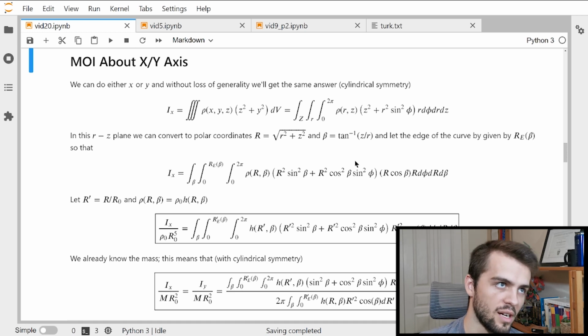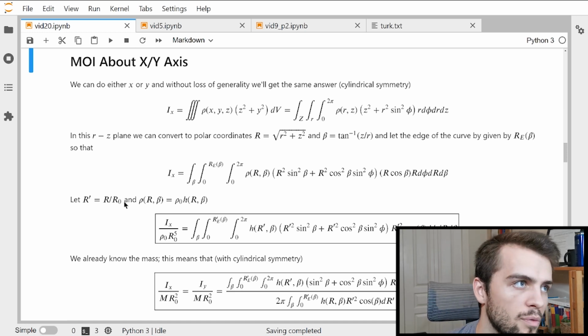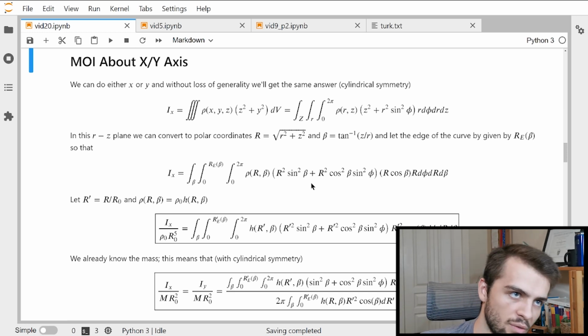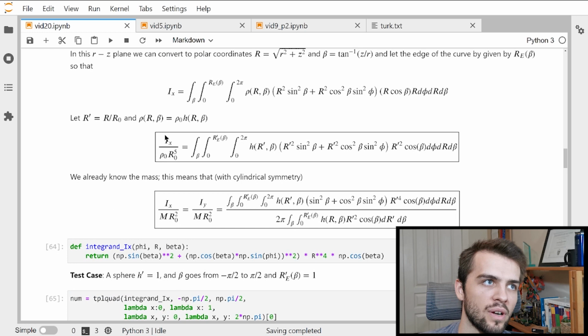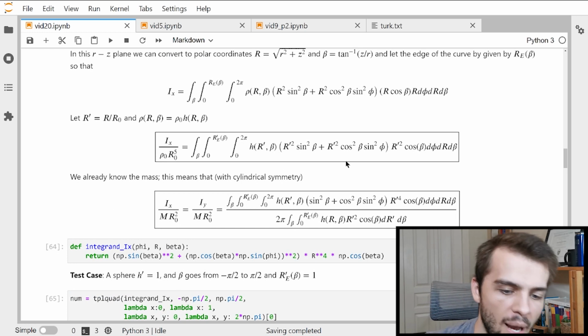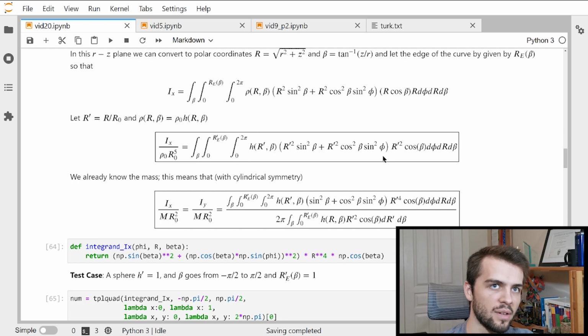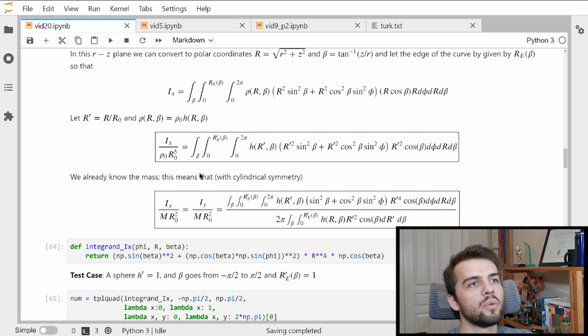I make everything dimensionless like I did before, so r prime and rho like this, and I substitute that all in, and I divide, and I get this here for Ix over rho naught r naught to the 5. I'm going faster here because it's basically the same thing. And of course, I can't do the integral over phi because I now have this sine squared phi factor as well. We already know the mass.